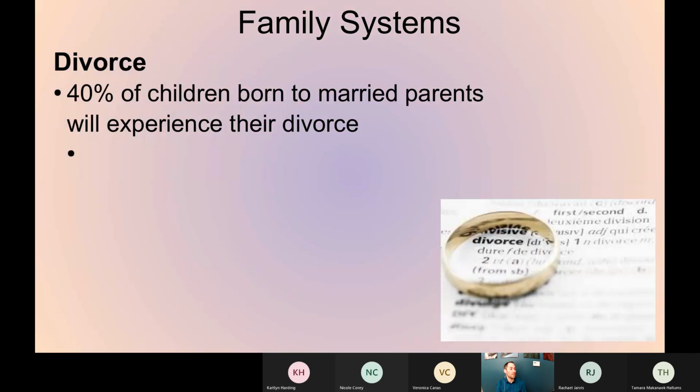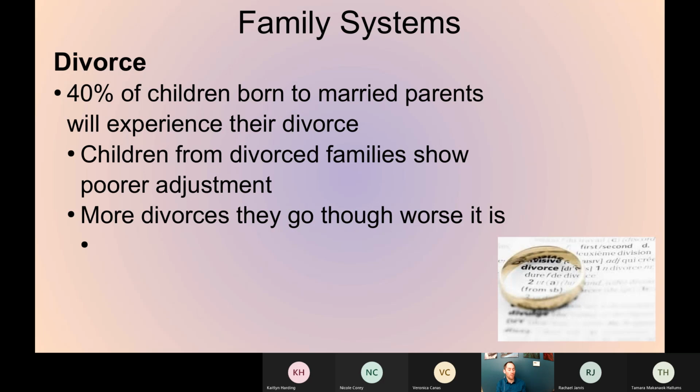So with that being said, another aspect of family systems is divorce. So 40% of children born to married parents will experience their parents' divorce. So pretty much in line with the percentages of divorces. So children of divorced families do show a poorer adjustment in many areas. And the more divorces they go through, the worse those adjustments are. So if they've been through one divorce versus a friend went through 2 versus another friend went through 3, the more divorces tends to build up as a risk factor.